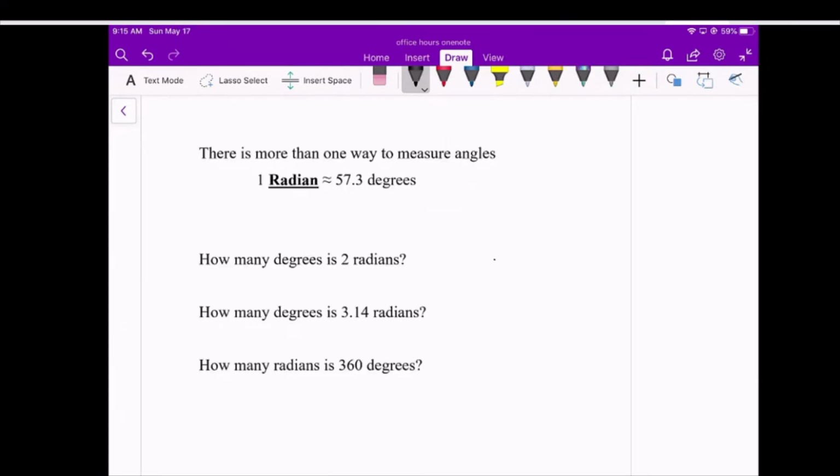1 radian is approximately 57.3 degrees. I've got 3 questions for you. Would you take a look at those and see if you can get those answered? Pause the video, please.